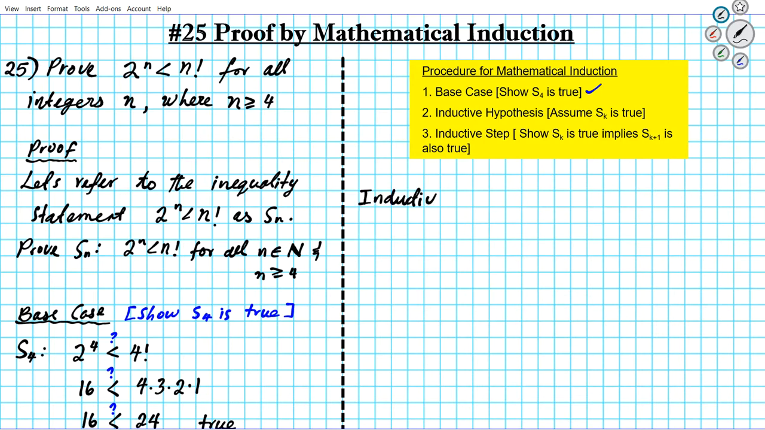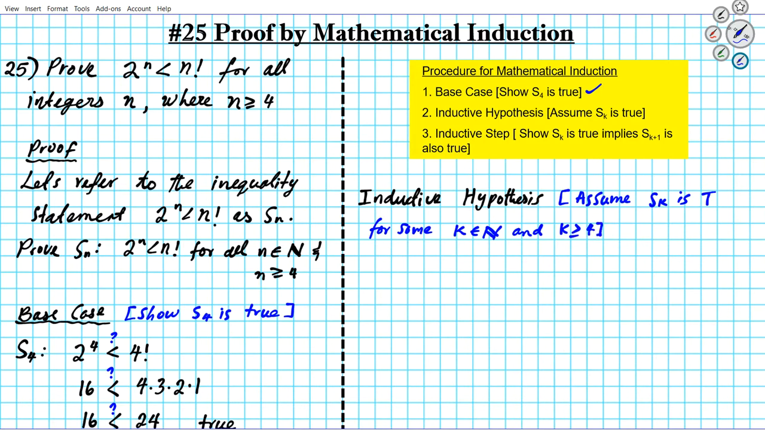We're going to make an assumption here. Your inductive hypothesis is that we're going to assume that S of k is true, for some k in the set of natural numbers, and k is greater than or equal to 4.